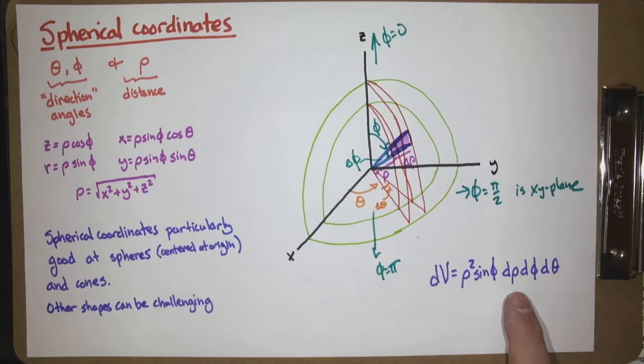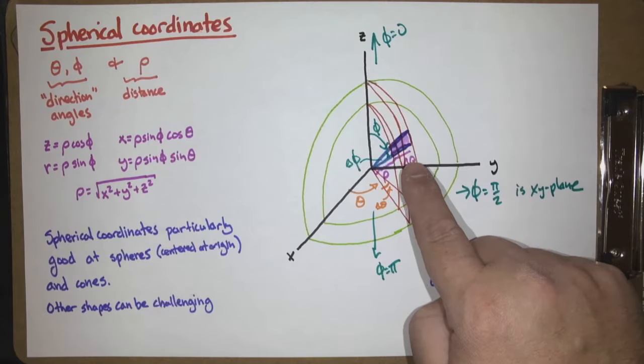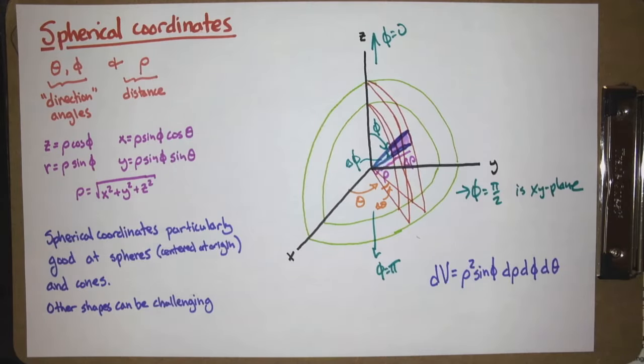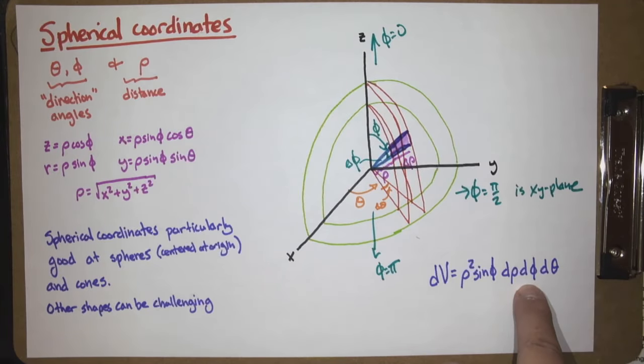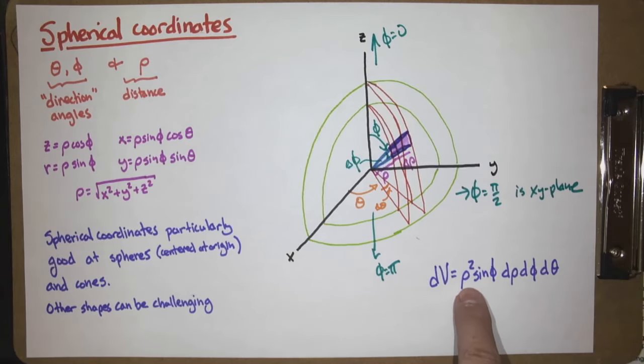Let's talk about a couple of things. This is supposed to be a volume. If I'm trying to measure a volume, how many times should I have a distance showing up in the formula? 3 times. d rho is a distance. What about d phi and d theta? Those are not distances, they're angles. So these aren't distances. So we're still 2 distances short of 3 distances. That's why you need that rho squared to get you up to 3 distances.